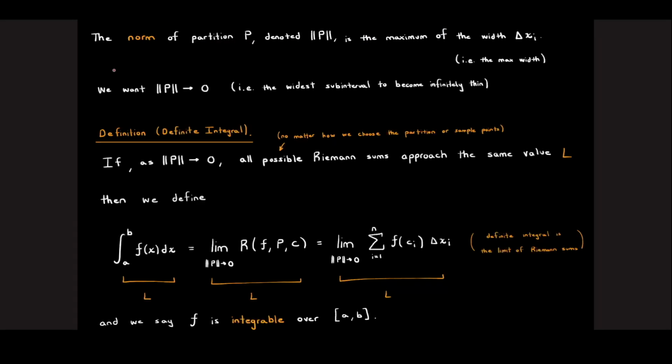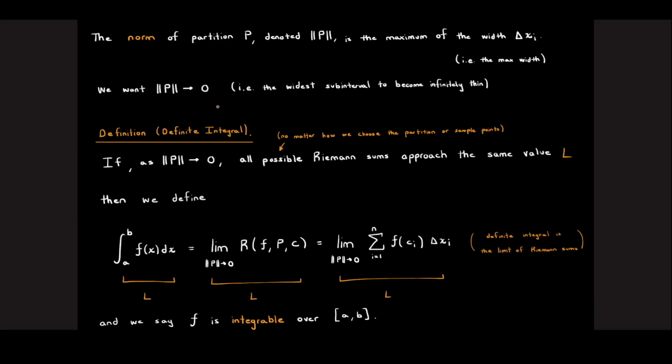Now let's introduce a new piece of terminology, which is called the norm of a partition P. The norm of a partition P, which is denoted using these double absolute value bars, is just the maximum of all the widths, right? Delta xi represents the width of each subinterval. Just take the largest width, that's called the norm.